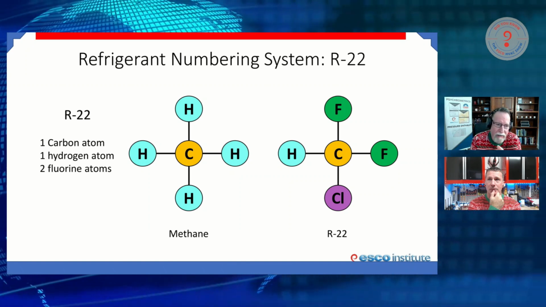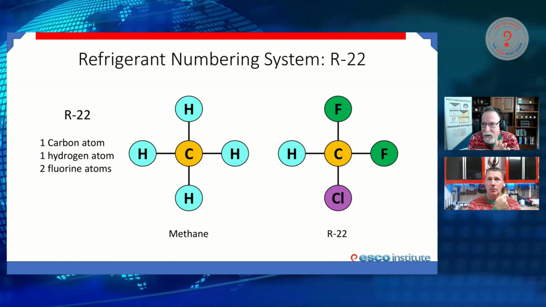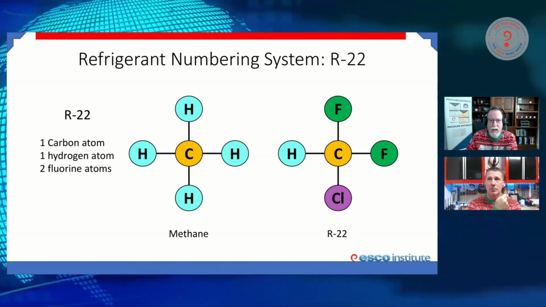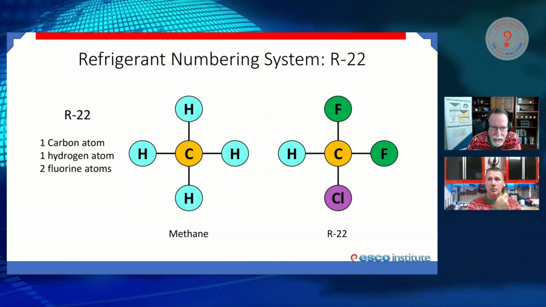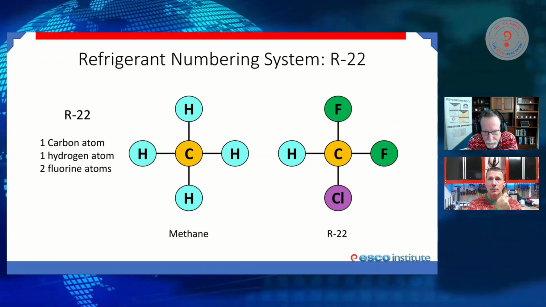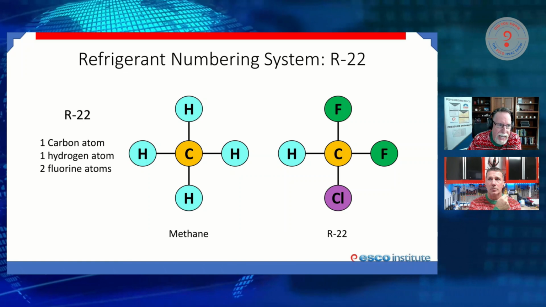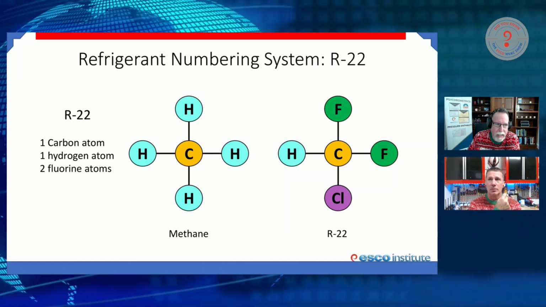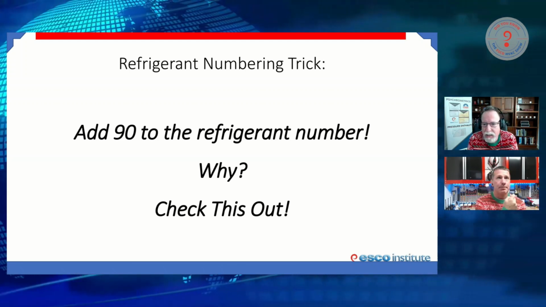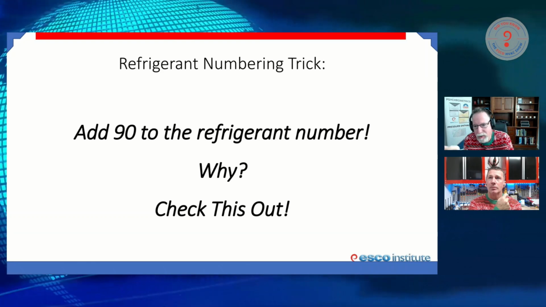So on the left, we have the base molecule of methane, and then on the right, we have what an R22 molecule looks like. We're going to talk about how we name that a little bit later. But that is what an R22 molecule looks like, and we can get there from the number. So it gets a little confusing. This number is 1 less than this, and this number is 1 more than this.